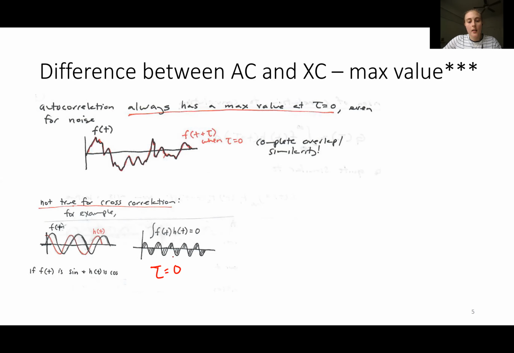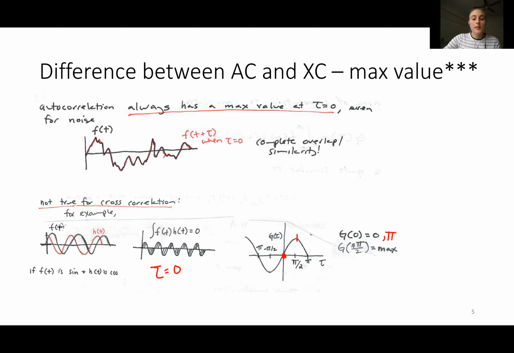So if we plot our cross correlation of a sine and a cosine together, we see that it's 0 at tau equals 0, but we actually see a maximum value based on the period of the sine and the cosine. With these two functions where their period is the same, we have maximum values at multiples of pi over 2, and then we have 0 at multiples of pi as well. So this is an example showing that cross correlation is not a maximum at tau equals 0, and it'll be dependent on the functions that you have.